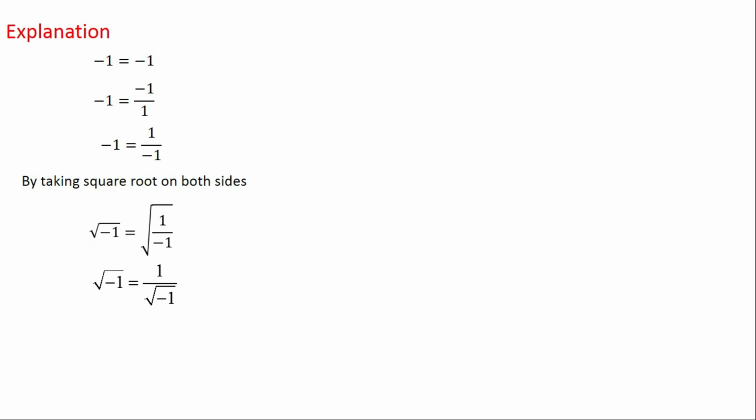Another way to explain this problem is with the use of the concept of complex numbers or imaginary numbers. If we replace square root of negative 1 by iota, the imaginary unit, we have iota is equal to 1 over iota. This implies that iota square is equal to 1. Oh, it's once again a wrong result, because iota square is not equal to plus 1. Iota square is equal to negative 1. So where have we made a mistake now?